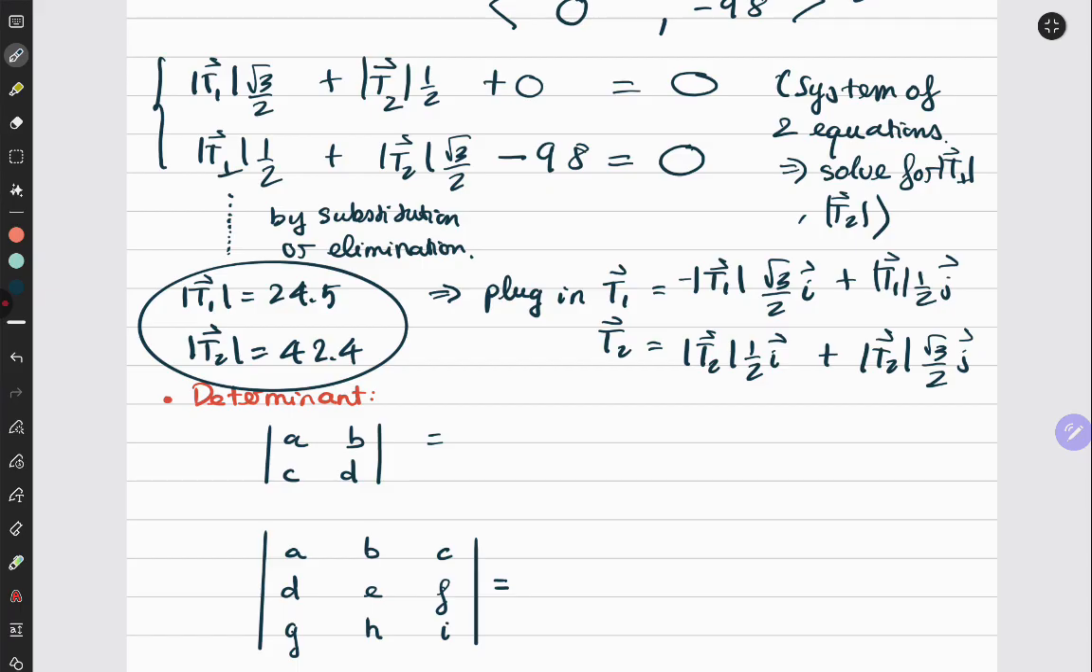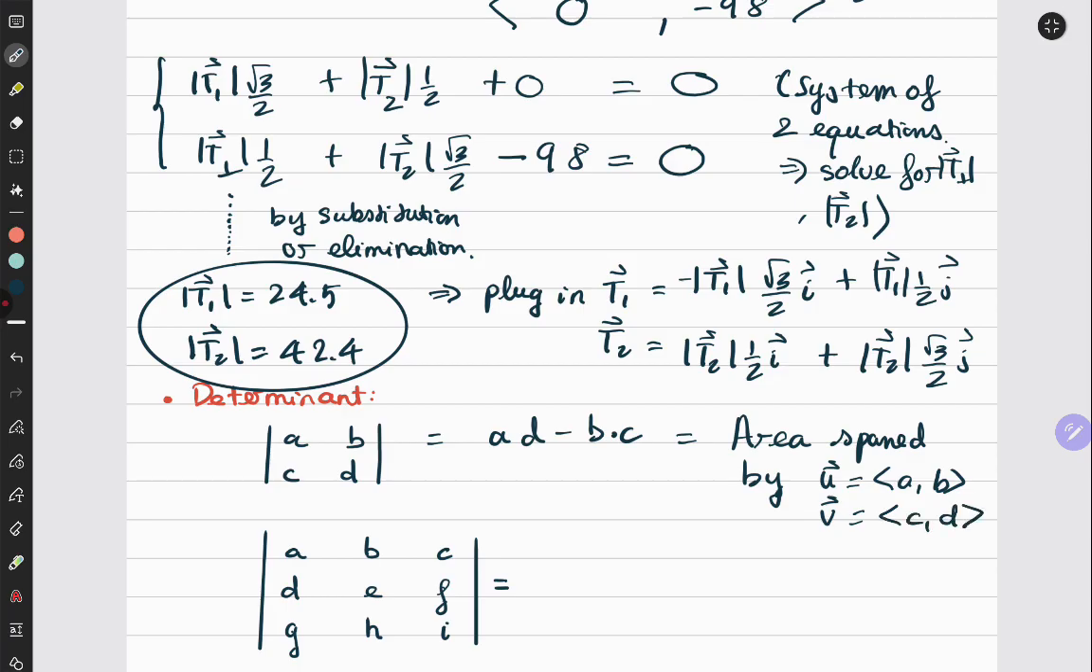This is u. This is v. This area is this quantity. So you have two vectors, and the determinant gives you the area spanned by u and v. Good? So the math is this: A times D minus B times C equals the area spanned by u equal to A, B and v equal to C, D.